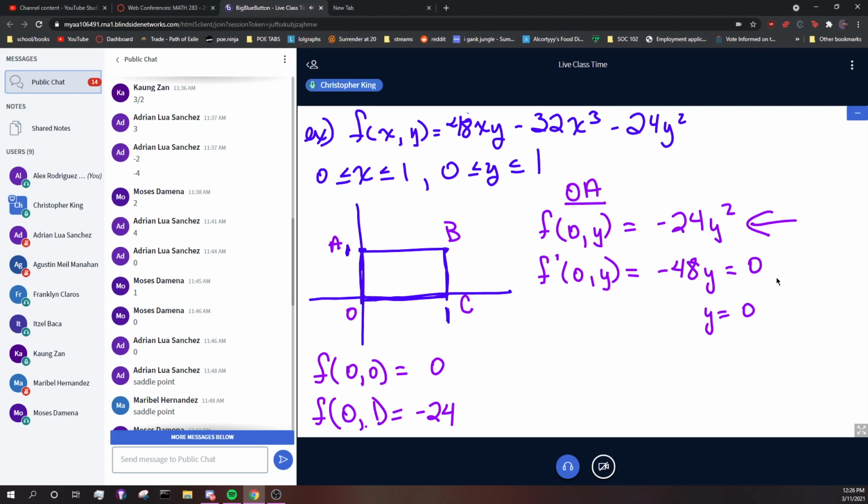The next segment I can deal with is AB. If I deal with the segment AB, I'm going to start right here. For the segment AB, what is set? y is 1. So I'm going to look at f of x comma 1. If I do that, I'm going to end up with 48x minus 32x cubed minus 24.